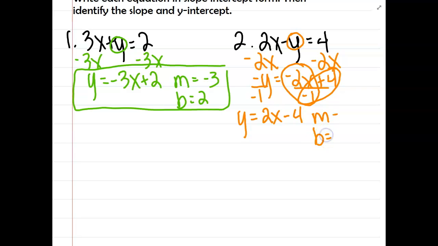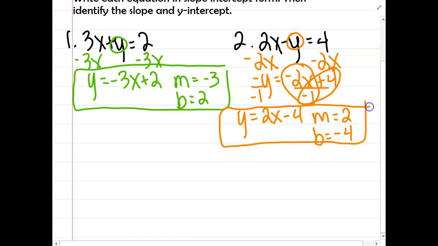Once it's in y equals, your slope and y-intercept are super easy to identify. The m is your slope. The slope is y equals mx. So what's my slope? 2. And then the b is usually whatever comes after the slope. Sometimes if they're mixed, you have to be careful. But in this case, what's my y-intercept? Negative 4. You have to include the sign in front. Your y-intercept is negative 4.